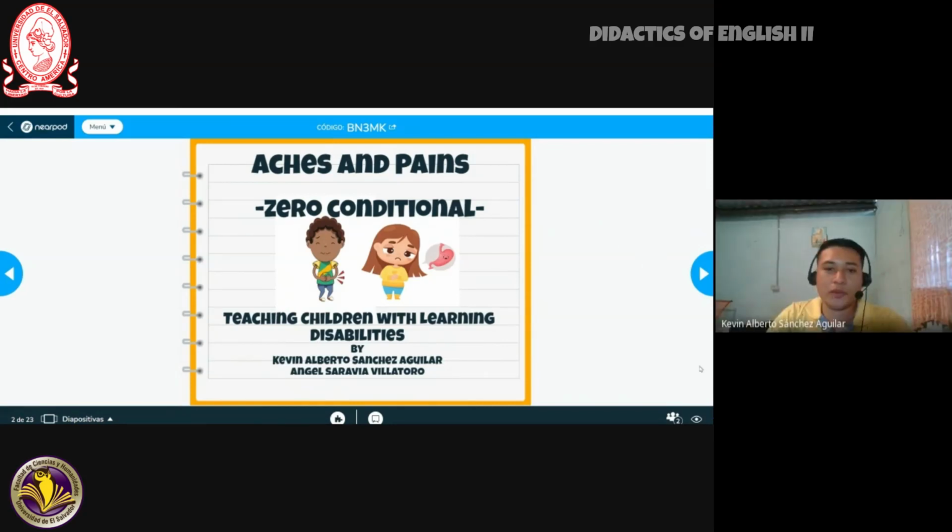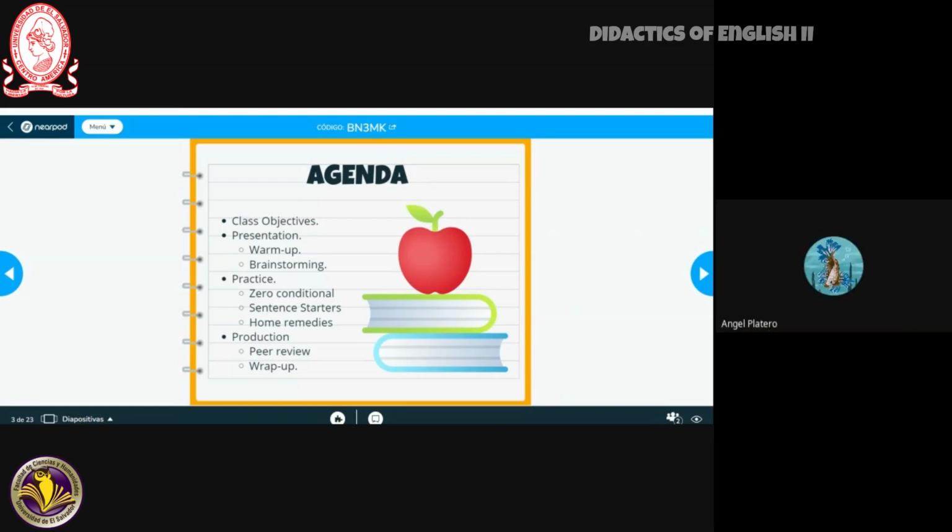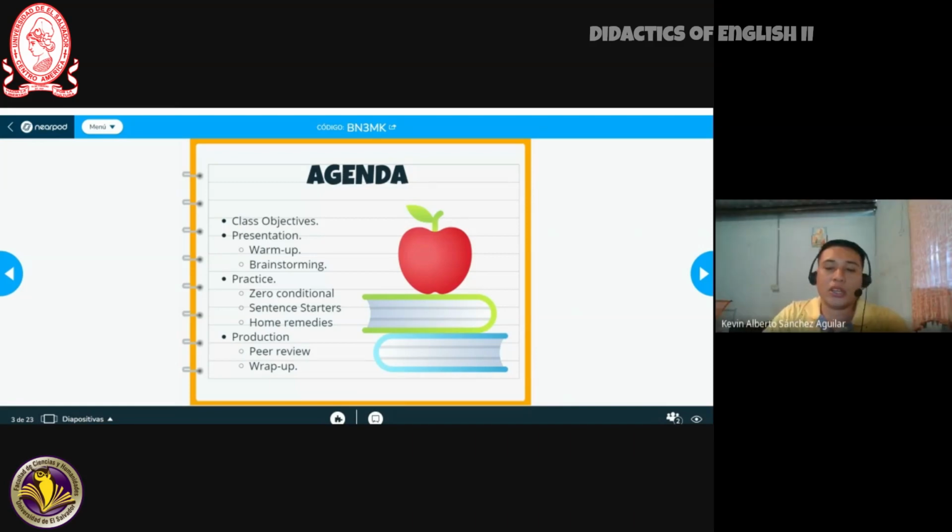All right, so let's move on to the other slide. I'm going to share with you guys what we are going to cover in today's session. So here you can see the agenda. You see that we are going to cover many things. For example, we will start working on the class objectives. I'm going to share with you the objectives for this specific class. We have around two different objectives that at the end of the class or during the class, you will be able to do this.